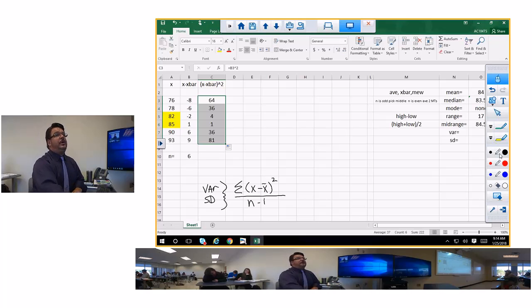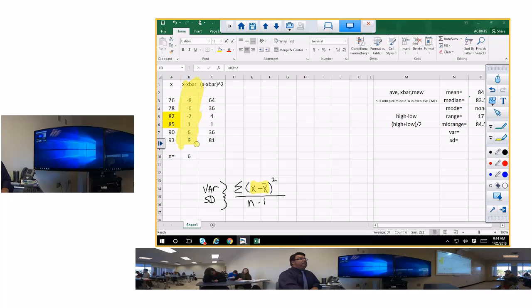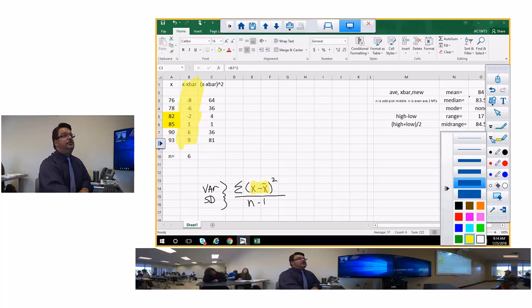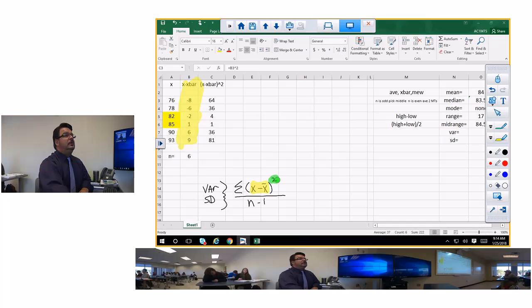Okay, so let's take a highlighter, and I'm going to highlight this yellow, because we did that. You ever tried to draw with a mouse? It really sucks. Okay, there we go. And now we're going to square it, so I'm going to change that to a different color, and we just did that right here.